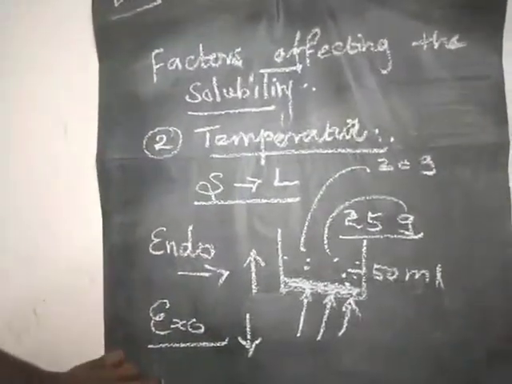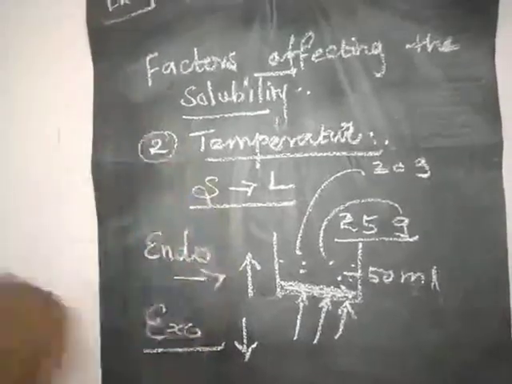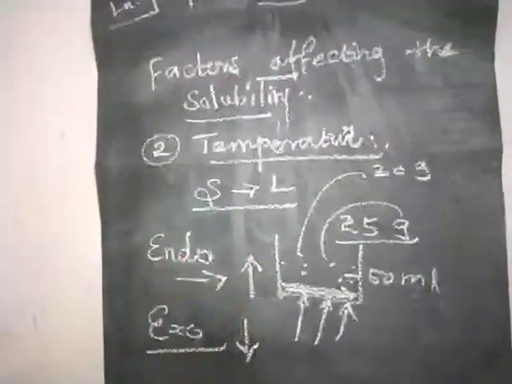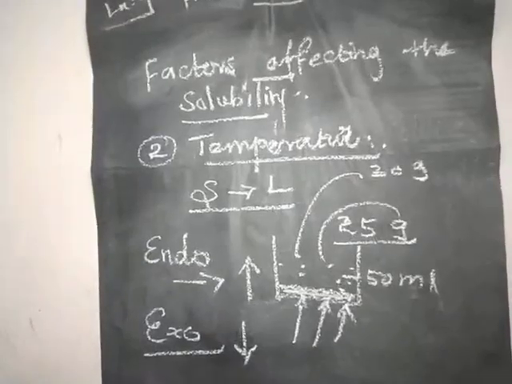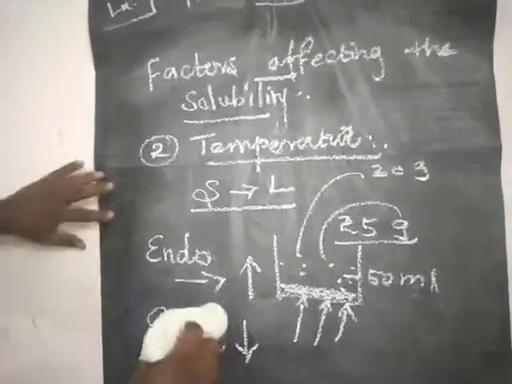Okay, endo, exo. Endo means what? Heat is absorbed, so automatically solubility increases. Exo means what? Solubility decreases with increase in temperature. Okay, the last one, pressure.